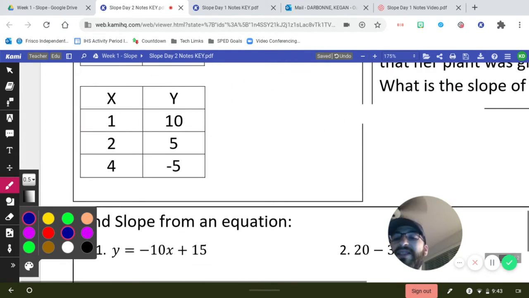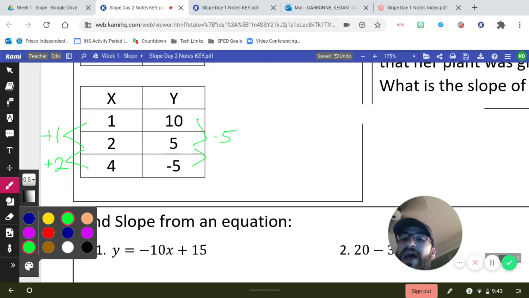All right, same thing on my second table. The change between 1 and 2 would be plus 1. The change between 2 and 4 would be plus 2. Okay, so different change in x, so that's a little weird. The change between 10 and 5 would be negative 5. The change between 5 and negative 5 would be negative 10. Okay, so I got 2 different change values, but just to check, as long as they're the same ratio, we're still good.